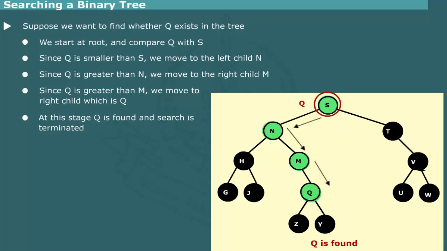We start with the root node and compare q to key value s. Since q is less than s, we proceed to the left child which has key n. Since q is greater than n, we move to the right child which has key m. Since q is greater than m, we descend to the right child which has the matching key. The search is finished.